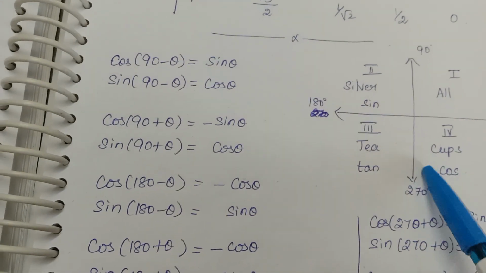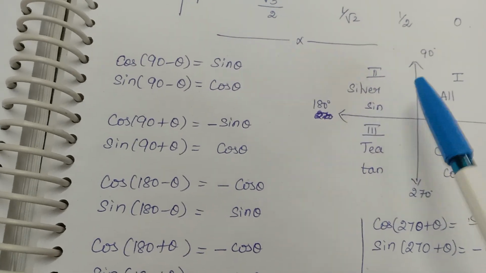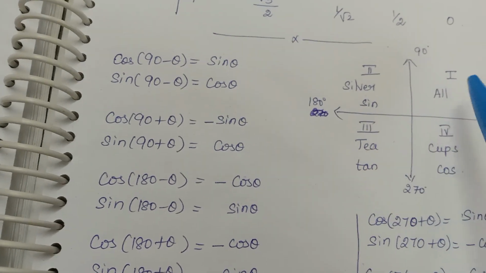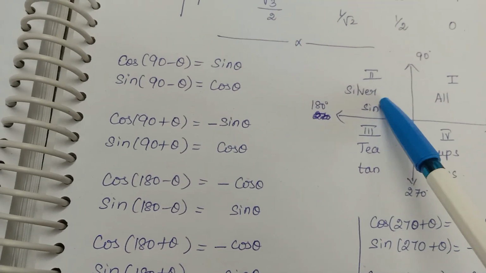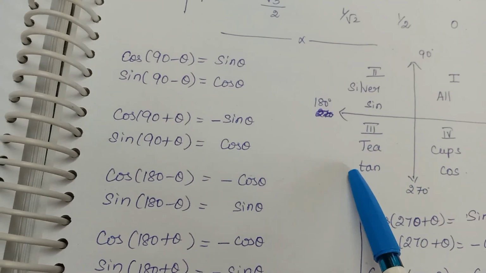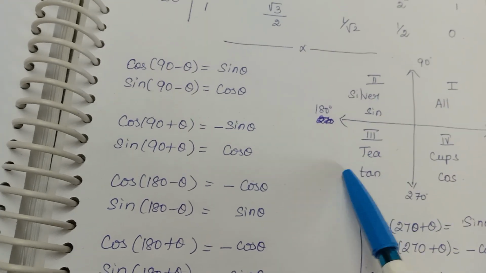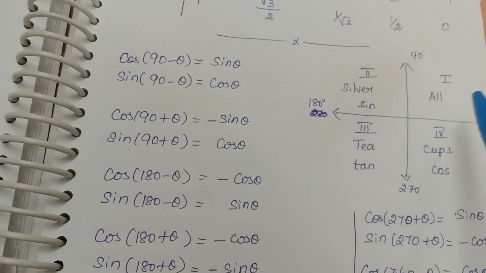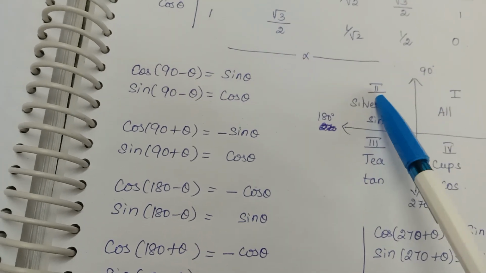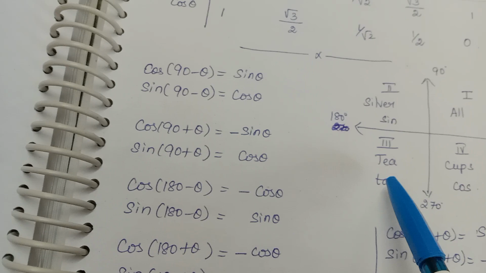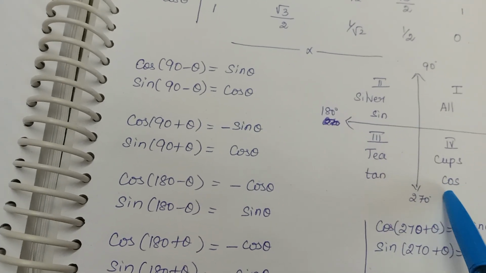See, this is the coordinate axis. This is the first quadrant, second quadrant, third and fourth quadrant. Here all trigonometric functions are positive. Here only sine is positive. Here tan is positive. Here cos is positive. That is "All Silver Teacups", this is how we remember this. All trigonometric functions are positive in the first quadrant. In the second quadrant only sine is positive. In the third quadrant only tan is positive. In the fourth quadrant only cos is positive.